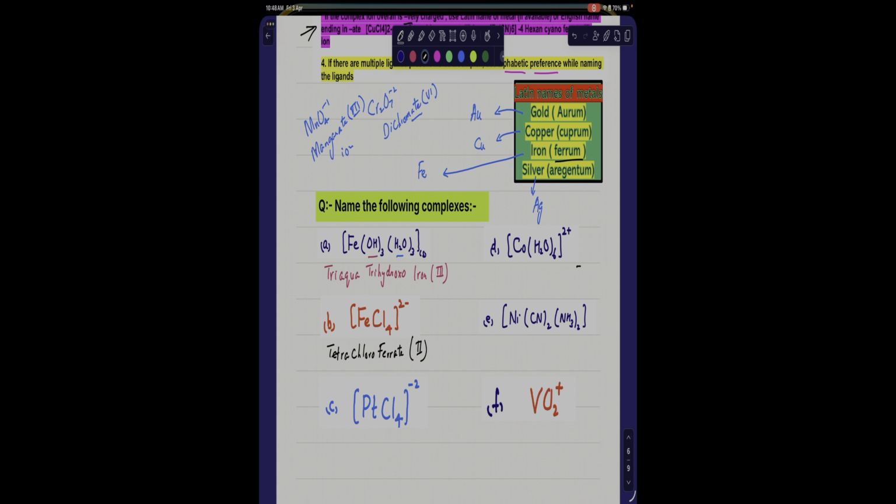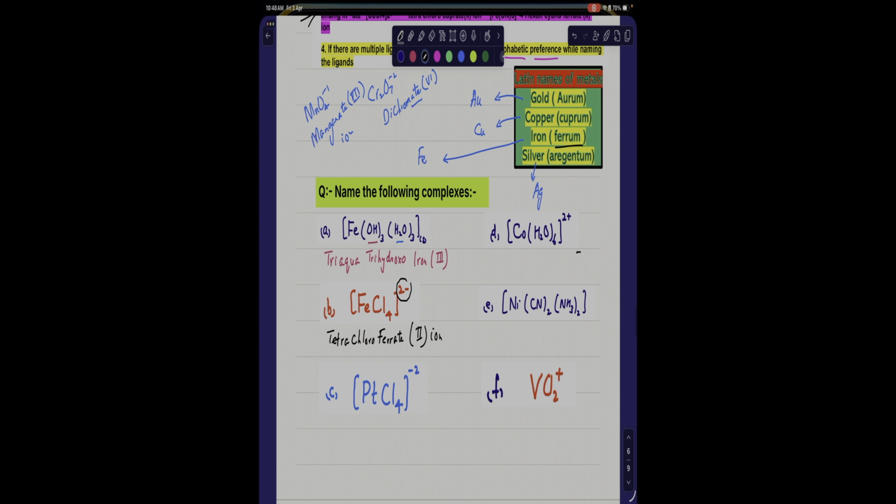So you have to say ferrate(II) ion. Again, I will say how you work out the oxidation number: the chloro ligands are -1 and 4 of them are there, and iron is +2. So when iron is +2, +2 -4, the overall charge is going to be -2, right?